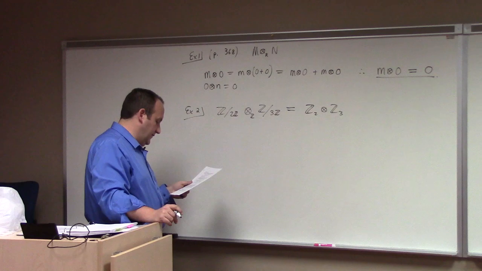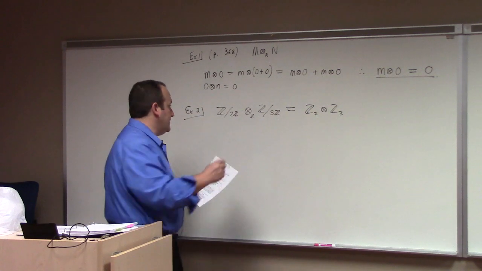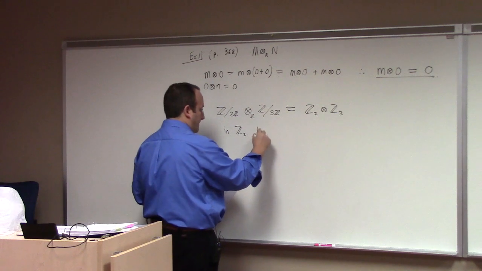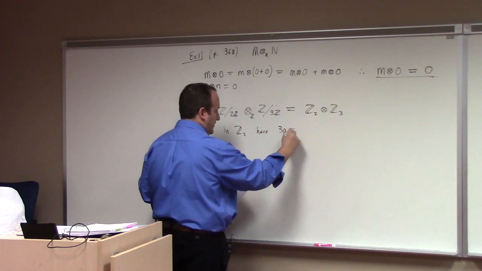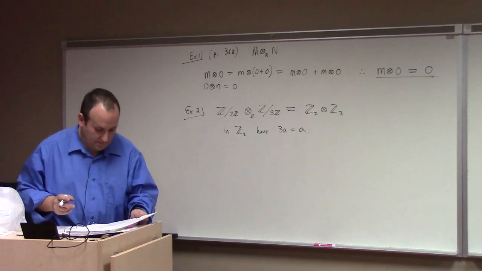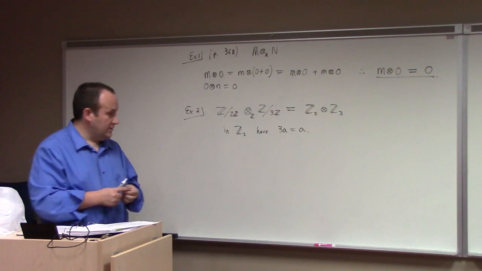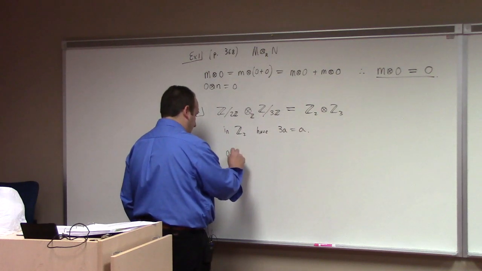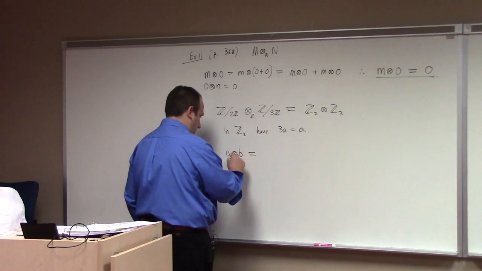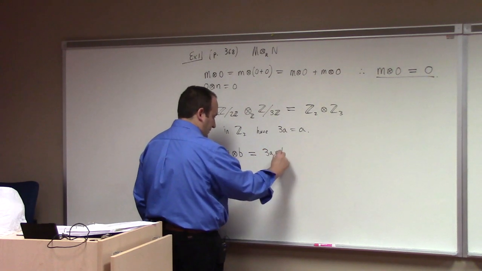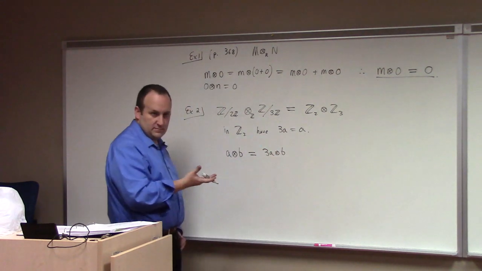so of course, in Z2, we have 3a is equal to a. I think we could all agree with that in Z2, right? And so we're going to do a little calculation right here. a tensor b, all right? a tensor b is equal to 3a tensor b, all right?